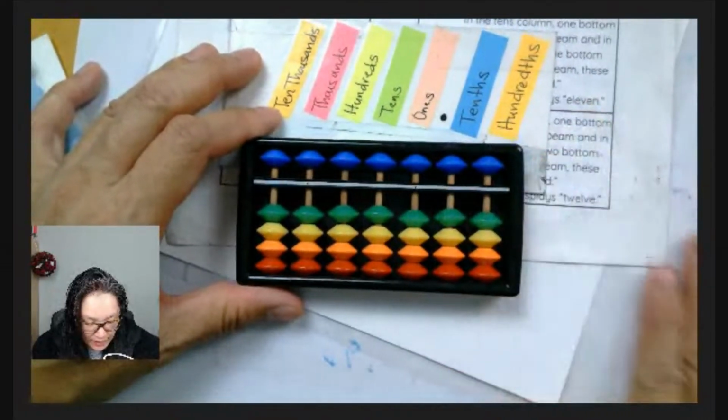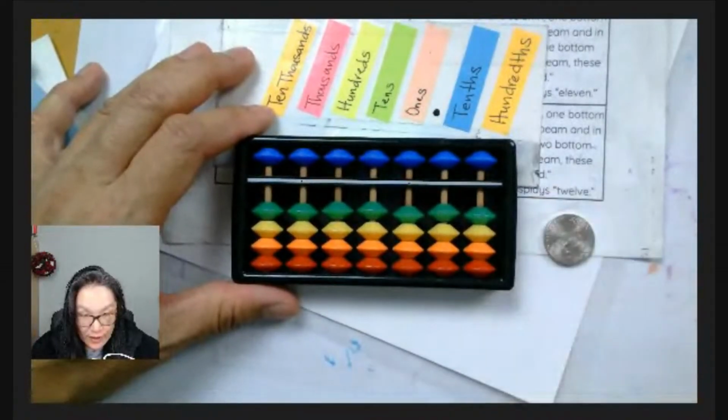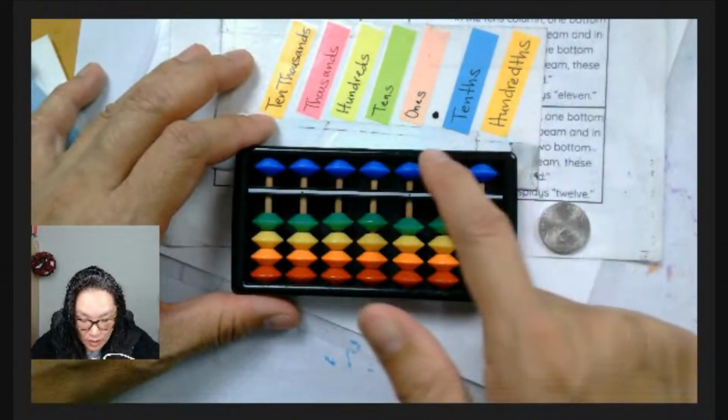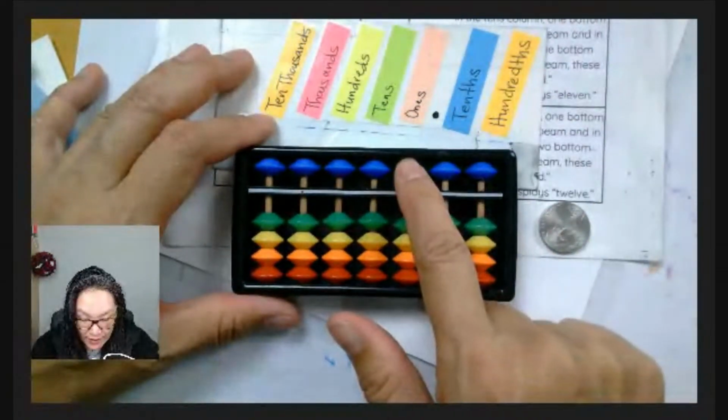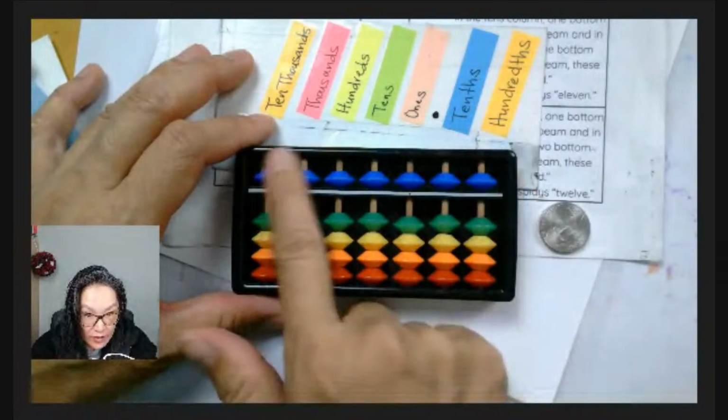When I do five, I need to remove that and I need to put down the five. So the five is always going to be at the top bead no matter what. All the top beads are five.